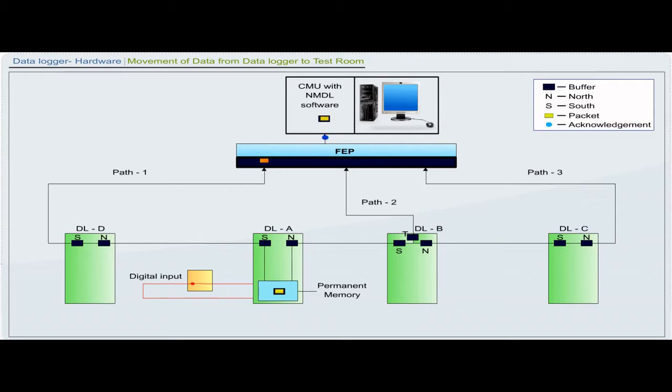Acknowledgement is sent by CMU to FEP. Packet 1 is removed from FEP. Packet 1 is kept in a separate memory allocated for data logger A in sequence. In case duplicate packets are not removed by FEP because some of them reached late to FEP, others are removed by NMDL software in CMU.